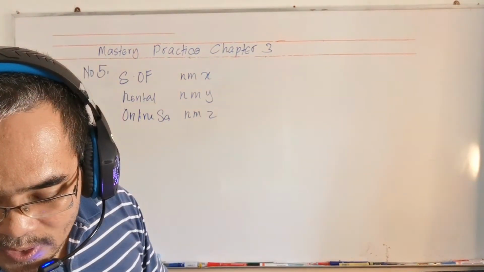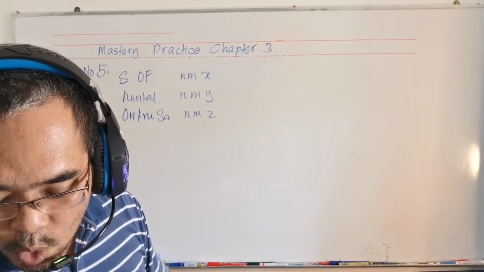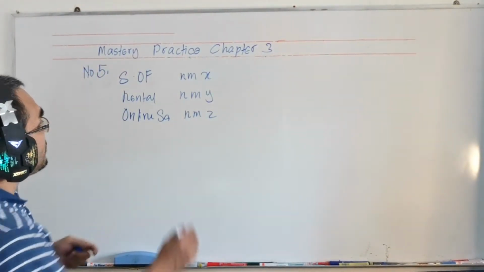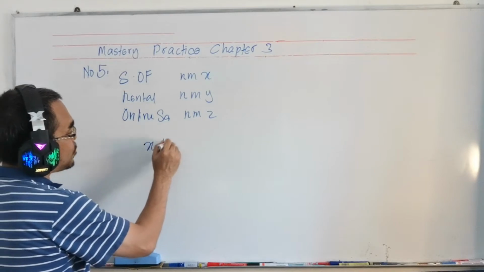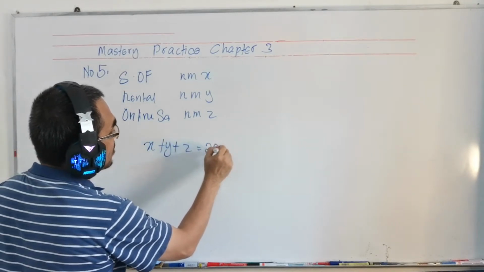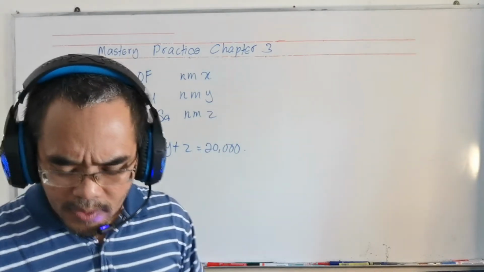So the first info, the statement says here his total monthly salary is RM20,000. So X plus Y plus Z will be 20,000. That is the first info.